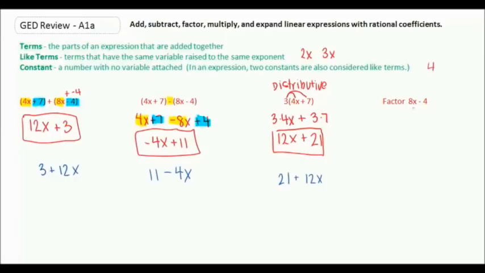So I have 8x minus 4. And I can say that 4 can go into both 8x and 4. So I'm going to pull out the 4, which means in my parentheses I have to say, well, 4 times what gives me 8x? And the answer to that would be 2x. Okay, bring down our minus. 4 times what is 4? And that answer is 1. So 8x minus 4 factored would be 4 times, in parentheses, 2x minus 1.